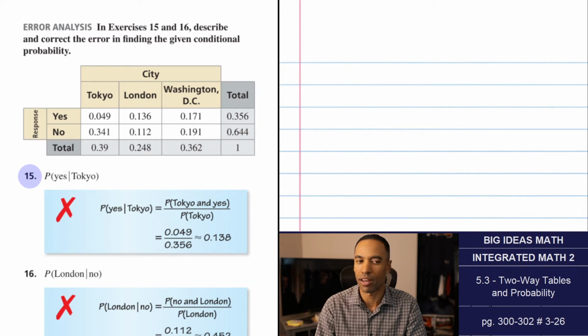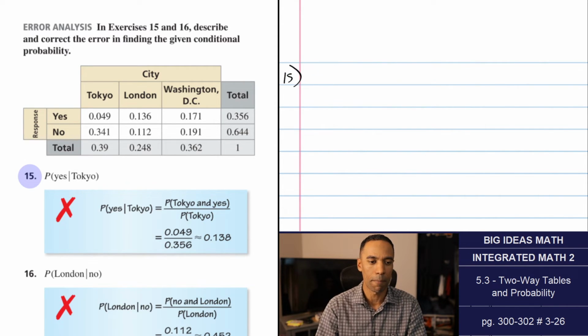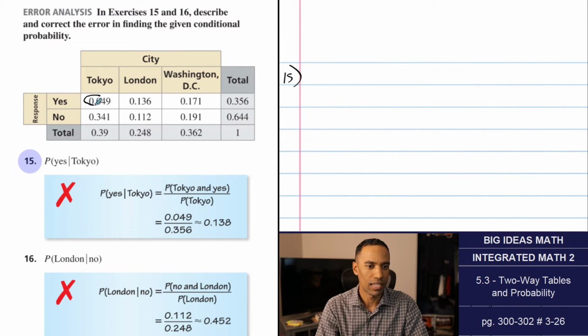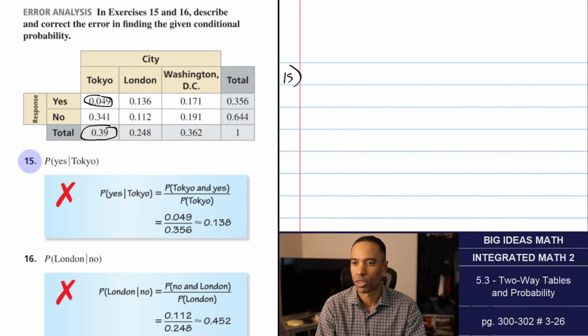Describe and correct the error in finding the given conditional probability. So we have a two-way table set up. Let's find the probability that you respond yes, given that you live in Tokyo. So they take the Tokyo and yes, 0.049, divided by the probability of people who live in Tokyo, 0.356. Well, this is not the probability of people who live in Tokyo. That's the wrong number. That's the probability of all yeses. They need to take this number, 0.39.